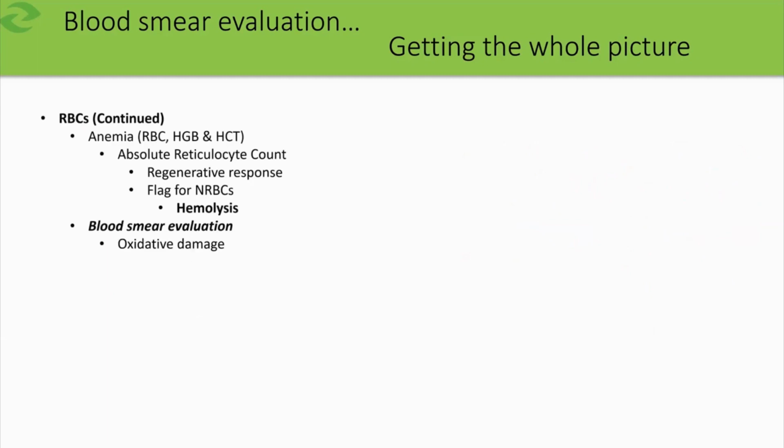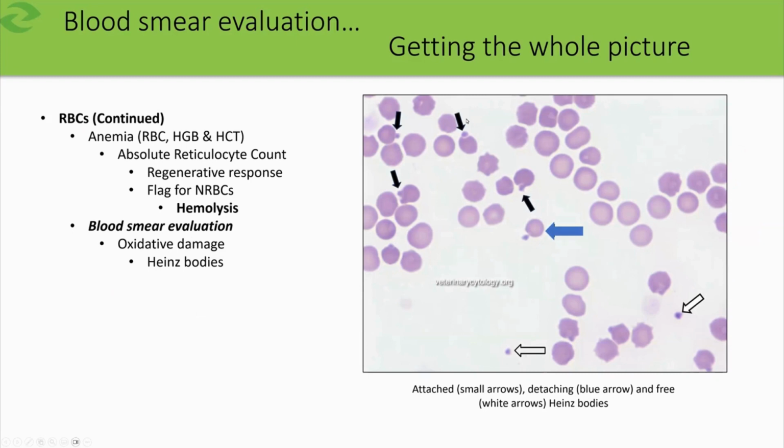All right, let's move away from hemolysis associated with IMHA and into oxidative damage, which is just another cause of hemolysis, but not immune mediated. Heinz bodies are the hallmark of oxidative damage. All these arrowheads are pointing to Heinz bodies, and they are generally on the periphery of the cell. They are stained about the same color as the red blood cell itself. The white arrows are free Heinz bodies, so they have ruptured off the red cell.